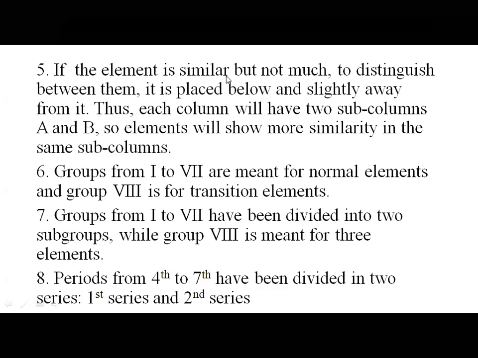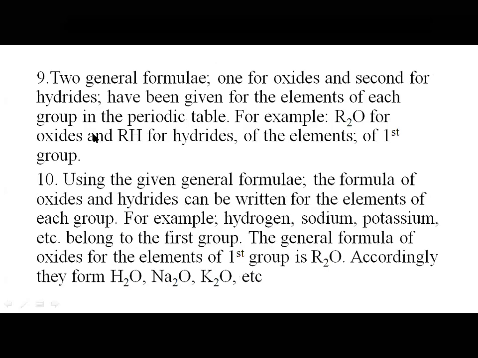Correct? Okay. If an element is similar but not much, to distinguish between them, it is placed below and slightly away. Thus, each column has 2 subcolumns, A and B, and elements show more similarity within the same subcolumn. Groups 1 to 7 are meant for normal elements, and group 8 is for transition elements. Groups 1 to 7 have been divided into 2 subgroups, while group 8 has 3 subgroups. Periods from 4th to 7th have been divided into 2 series, first series and second series. So these were the characteristics.